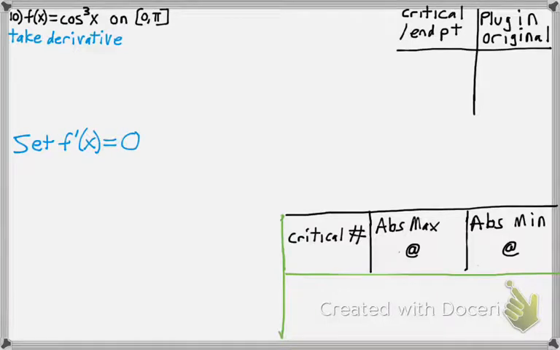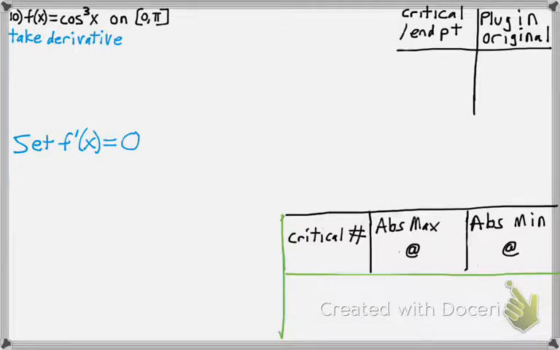For number 10, they want us to find the critical numbers, and they want us to determine the absolute maximum and the absolute minimum. So the absolute maximum and the absolute minimum will occur at the critical numbers, or they could occur at the endpoints of the interval, so at 0 or at pi.